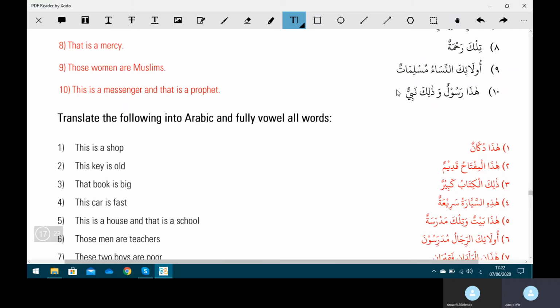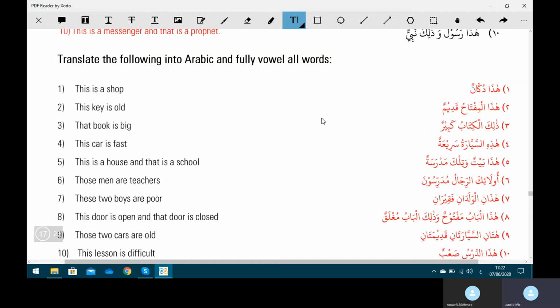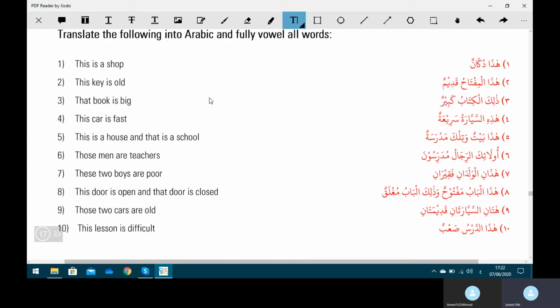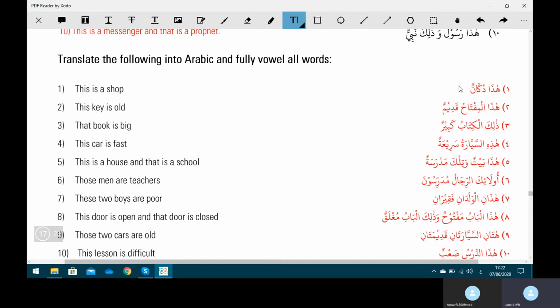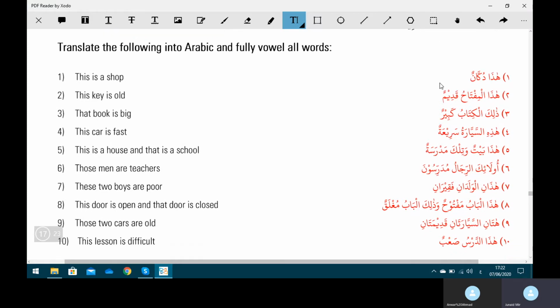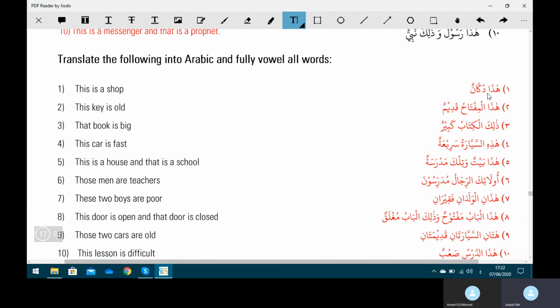So that's the main takeaway from this lesson, how to distinguish between what's a fragment and what's not. And you can make one type of fragment by using an ismul ishara followed by an alif lam on the next noun. So number two is the other way around. So English to Arabic. And you could also write it in transliteration in Arabic. But this is a shop, number one. The answer is hada dukanun.